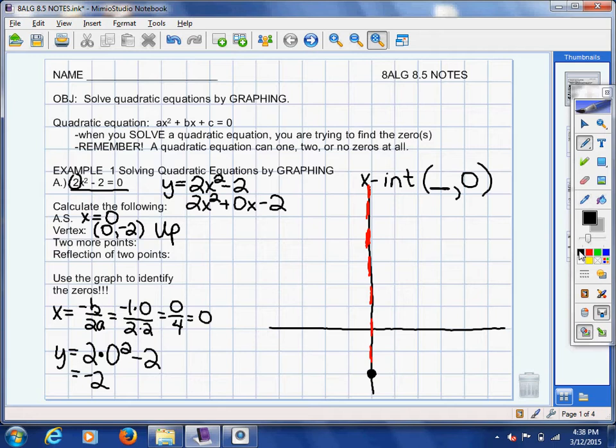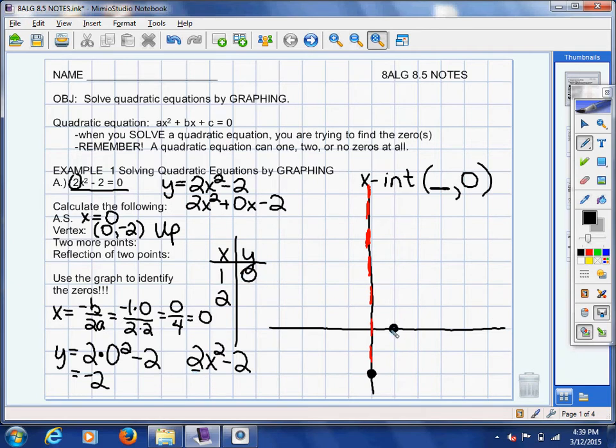Okay, now what we need to do is come up with some other points, okay? And I'm going to show you a really neat trick to find these other points. Here we go. We need to find, let's see here, let's plug in positive 1 and positive 2 for our x's. Let's just see what happens, okay? So you're going to go back to your original equation, 2x squared minus 2, and we're going to plug in first the 1, we're going to plug in 1 for the x. 1 squared is 1, 1 times 2 is 2, 2 minus 2 is 0.